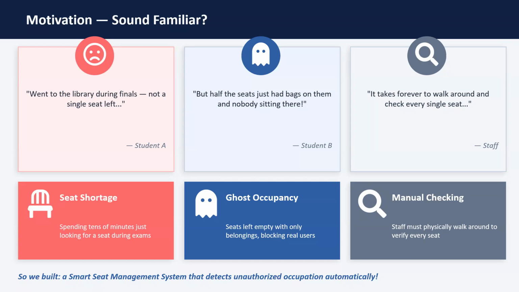As a result, students who need a seat struggle to find one, while library staff must repeatedly walk around the large library to manually check and manage unauthorized long-term seat occupation, creating a highly inefficient system. Our team started this project with one simple question. Could we use sensor technology to automatically detect and solve situations where belongings are left behind without the actual user being present?